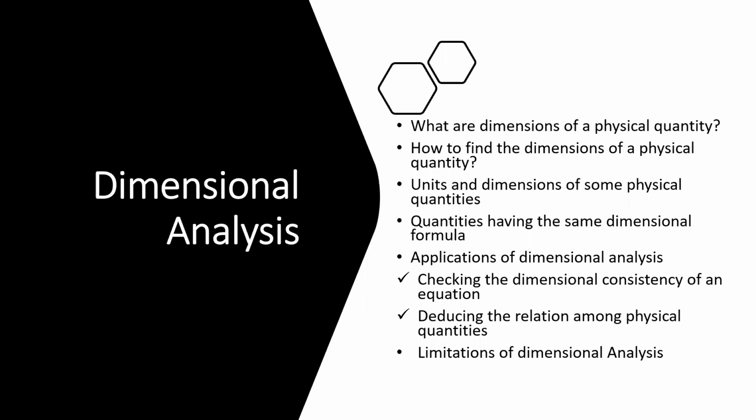Good morning, students. Today we will learn dimensional analysis, which comes in the second chapter of +1 physics. And we will be seeing what are dimensions of a physical quantity, how to find the dimensions of a physical quantity, and then we will see the units and dimensions of some physical quantities which you study in +1 and +2 physics, and also see some quantities having the same dimensional formula, but they are different physical quantities.